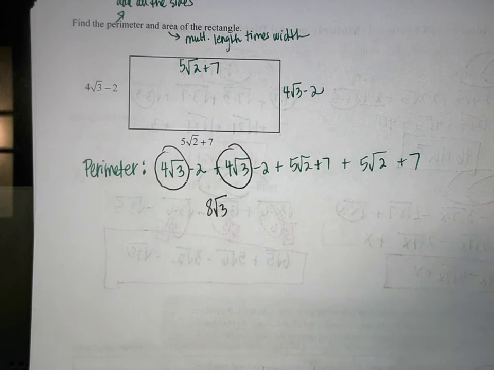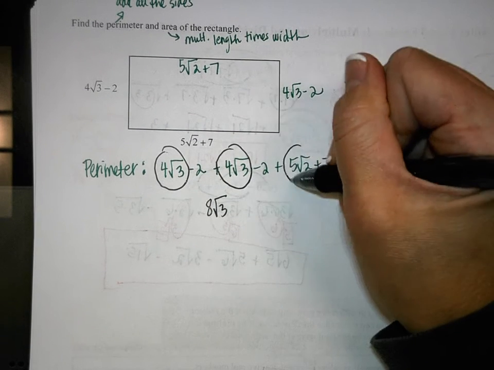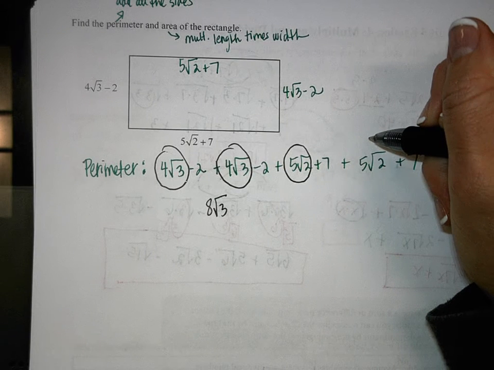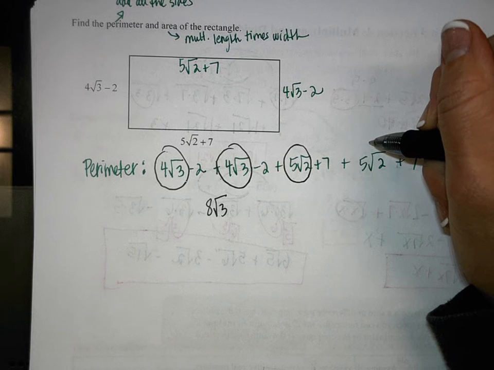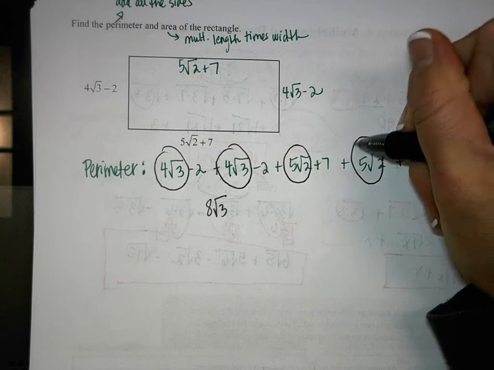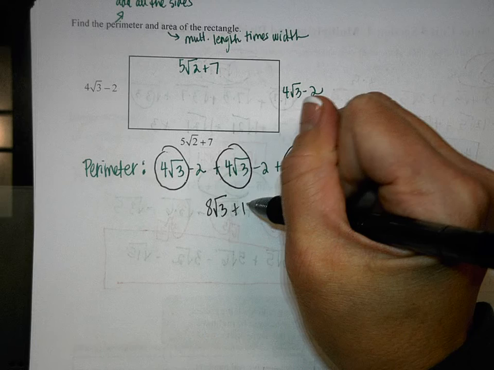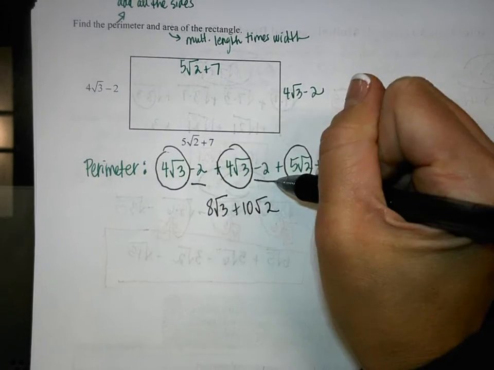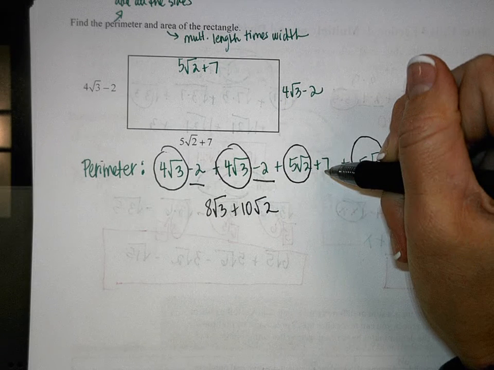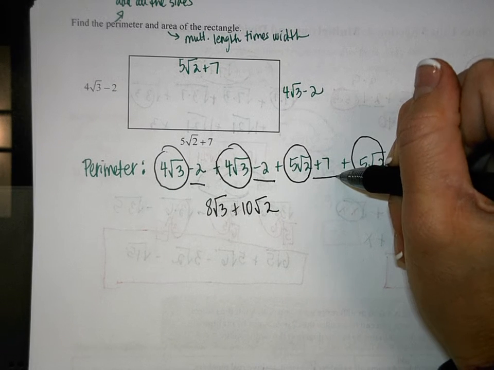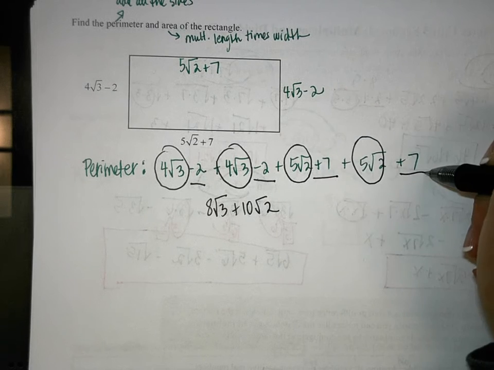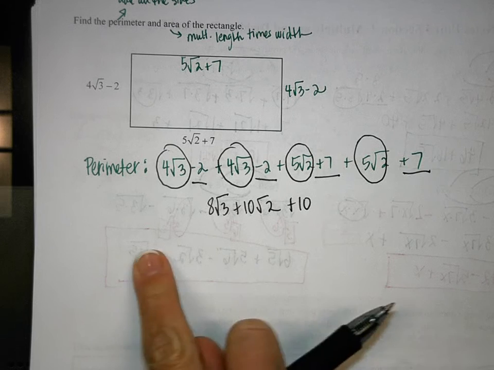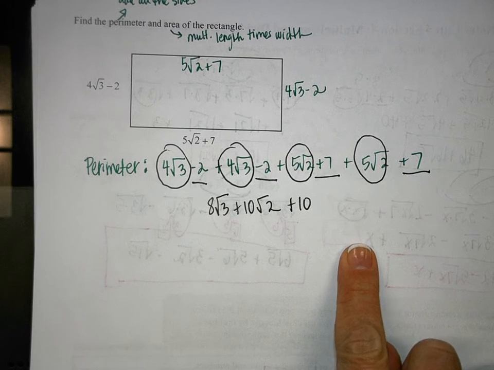Then I'm going to move on to the 5 root 2s. I have a 5 root 2. What about the minus? I haven't added those yet. No, we're just combining like terms. So I have 5 root 2 and 5 root 2, which makes plus 10 root 2. And then I have left a negative 2 and a negative 2, which makes negative 4, plus 7 plus 7 makes 14, so 10. Can I break anything down here? No. So that is my answer.